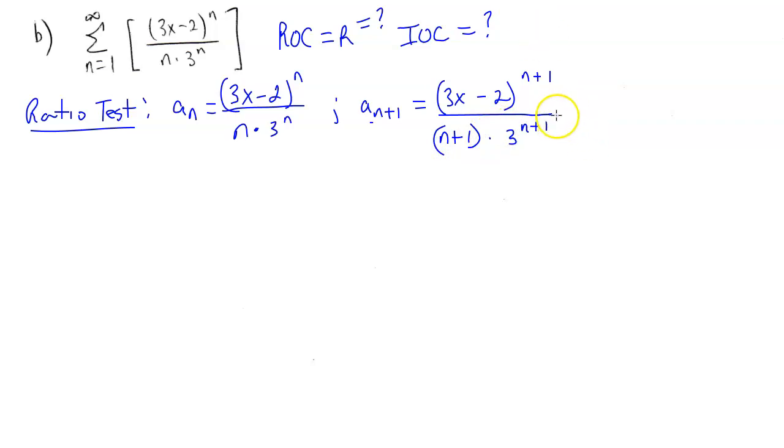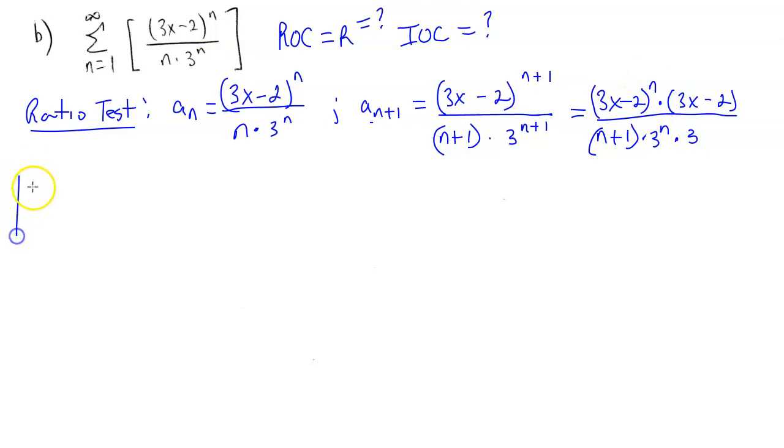For here, I'm going to rewrite a sub n plus 1 as 3x minus 2 raised to the n times 3x minus 2, all over n plus 1 times 3 raised to the n times 3. And we need to figure out what the absolute value of a sub n plus 1 divided by a sub n is. We're just going to write down a sub n plus 1, multiplied by the reciprocal of a sub n.